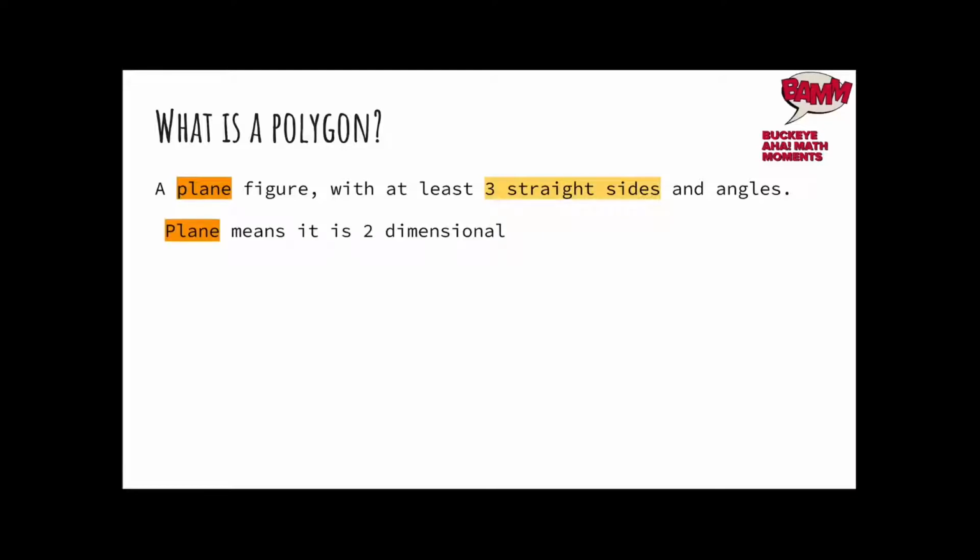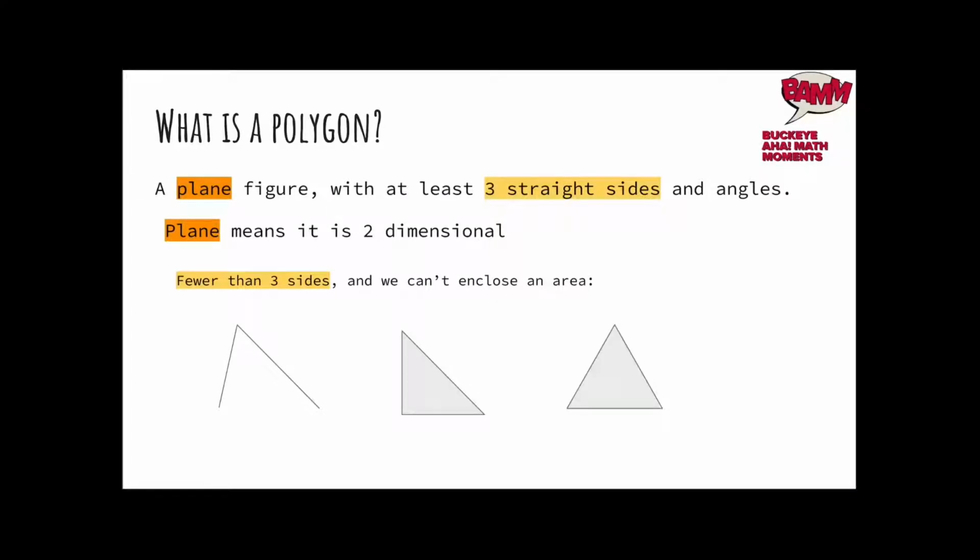A plane figure means that it is two-dimensional, because a plane is a two-dimensional surface, so this figure needs to fit in that two-dimensional space. And it needs to have at least 3 straight sides, because if we have fewer than 3 sides, we can't actually enclose an area and create a shape. We need that third side in order to create a full shape.